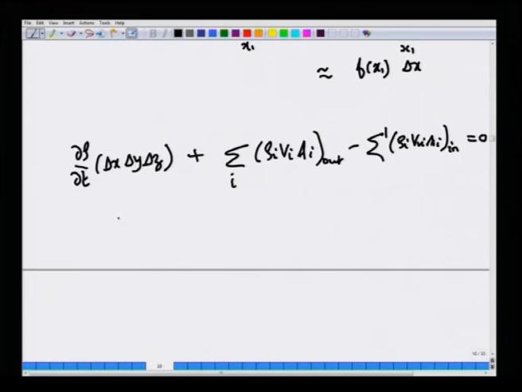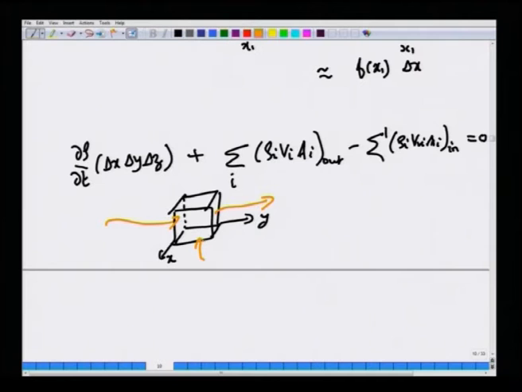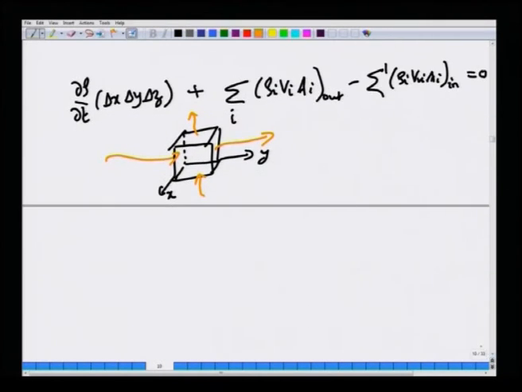Now we have to evaluate the flux terms. Let us go back to the CV. The CV is a cube with 6 faces. That is the control volume that we are talking about. The fluid can come in via all the 6 faces. Since this is the x direction and this is the y direction, imagine that the fluid can come through one inlet and one outlet along the y direction, and one inlet and one outlet along the z direction, and so on. So, the fluid can come through any of the 6 faces and go out of any of the 6 faces.